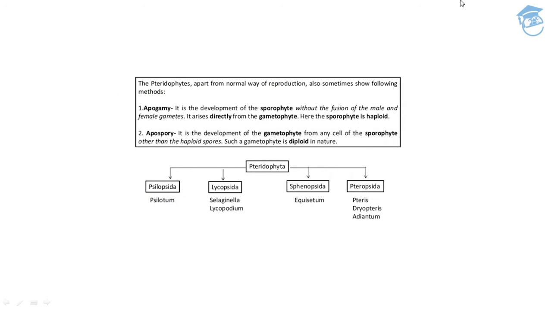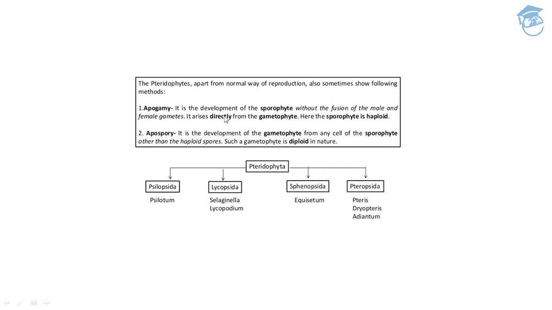Students, please note that apart from the normal way of reproduction, pteridophytes also sometimes show methods such as apogamy and apospory. So what is apogamy? It is the development of a sporophyte without the fusion of male and female gamete. That is called apogamy, and it arises directly from the gametophyte. Here the sporophyte is haploid. And what is apospory, students? It is the development of gametophyte from any cell of the sporophyte other than haploid spores, and such a gametophyte is diploid in nature, unlike apogamy.